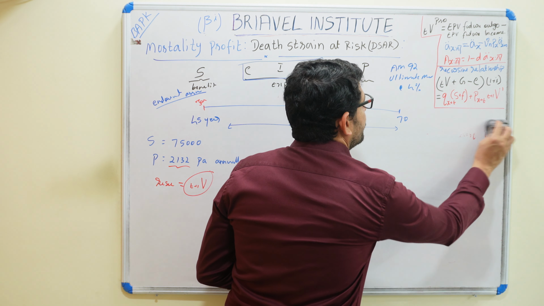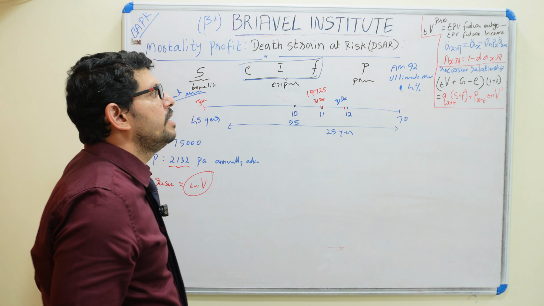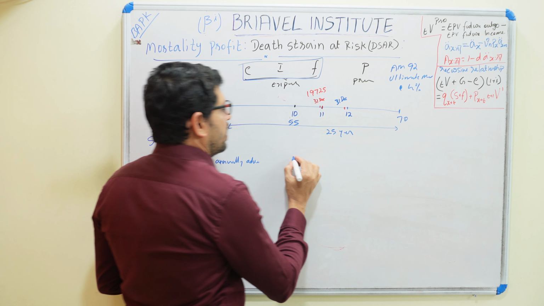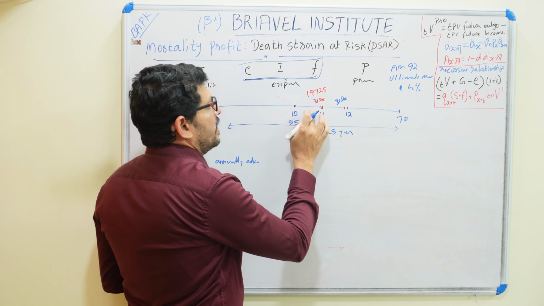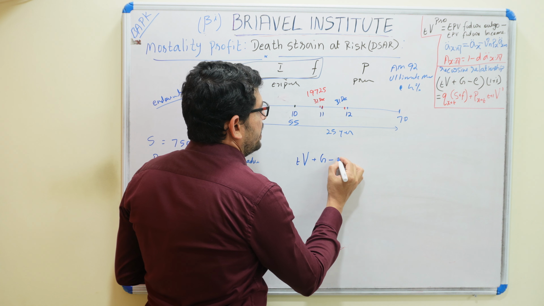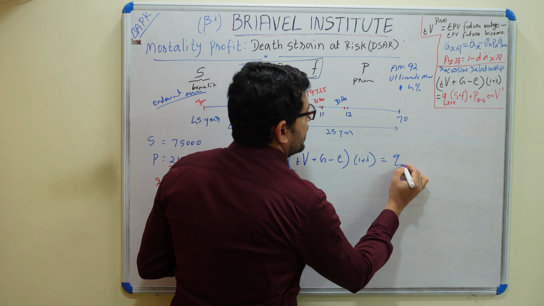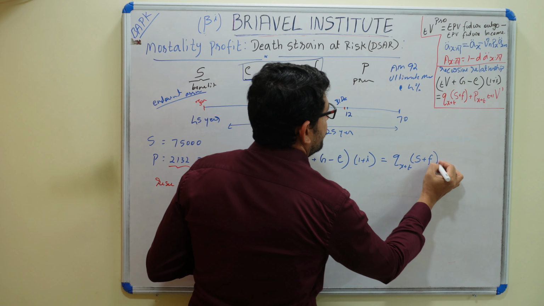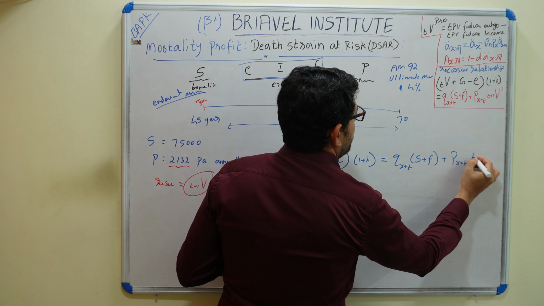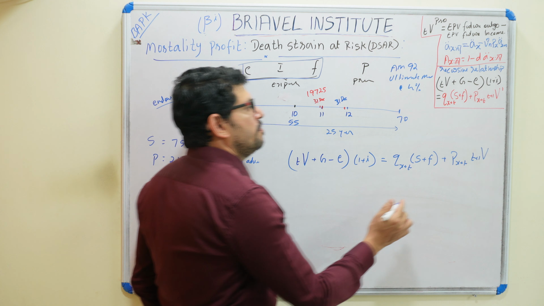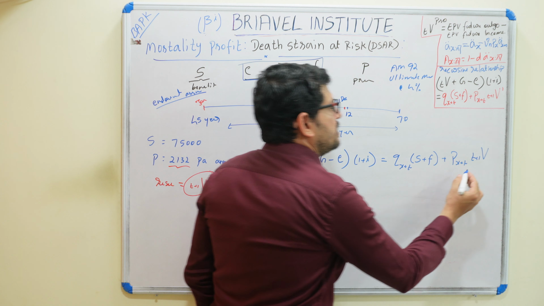So how do we calculate the next year reserve? Next year reserve we calculate by using the recursive relationship. What is the recursive relationship? We studied it in the chapter. This is the previous year, the 10th year reserve, plus G minus E, times 1 plus i, is equal to q times S plus t, plus p times S plus t plus 1 V. So t plus 1 V is my next year reserve, the 11th year. This is my 10th year reserve, and here is my 11th year reserve. The 11th year reserve is calculated by using the recursive relationship.